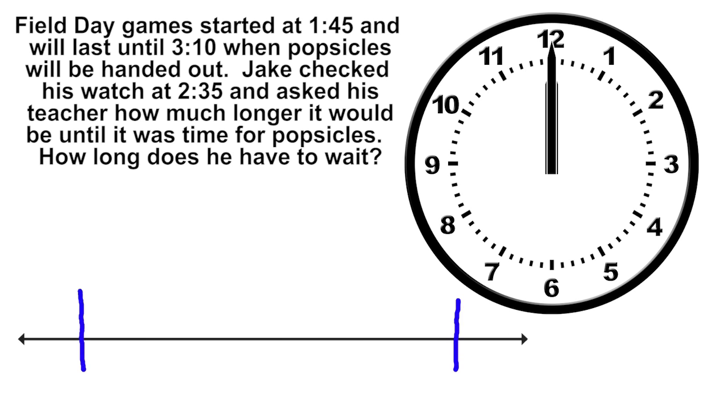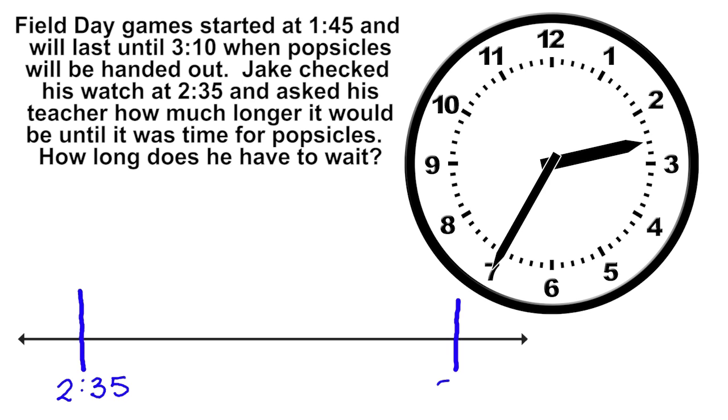Is it 1:45? Looking at the question being asked, we are looking at the time span from when the student checked his watch at 2:35 to 3:10. So 2:35 is actually our start time on our clock and number line. Then we will mark the end time of 3:10 on the number line. How could we solve this?